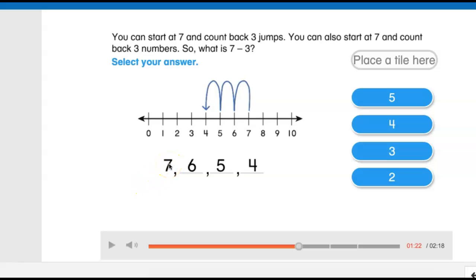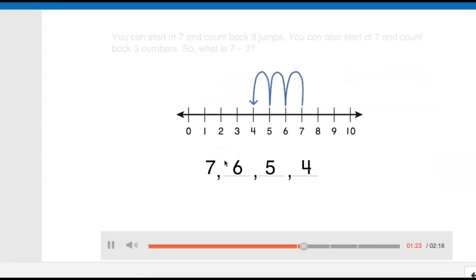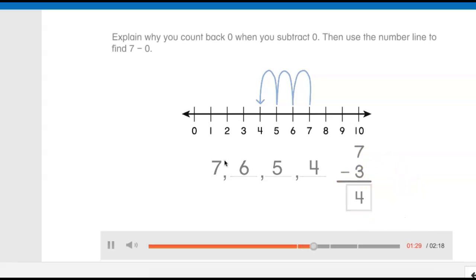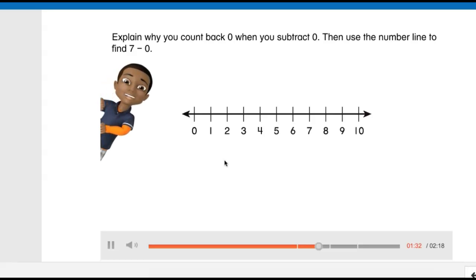7 minus 1, 2, 3 would give us 4. We can also look at our number line and say, okay, if I start on 7 and I jump back 3 times, so 1, 2, 3, that lands me on the number 4. Seven minus 3 equals 4. Explain why you count back 0 when you subtract 0. Then use the number line to find 7 minus 0.